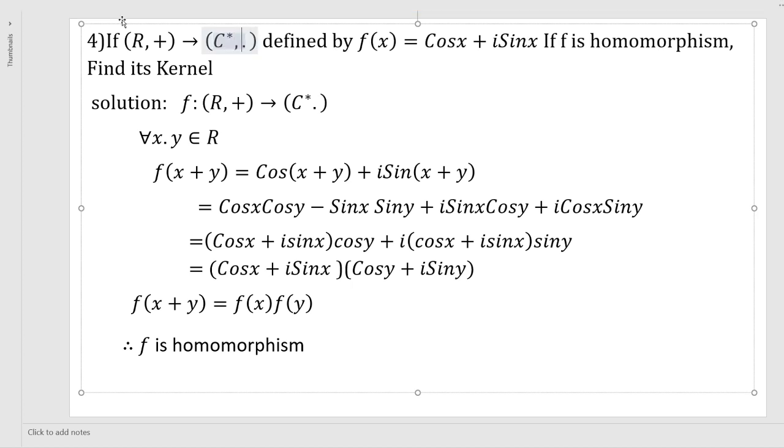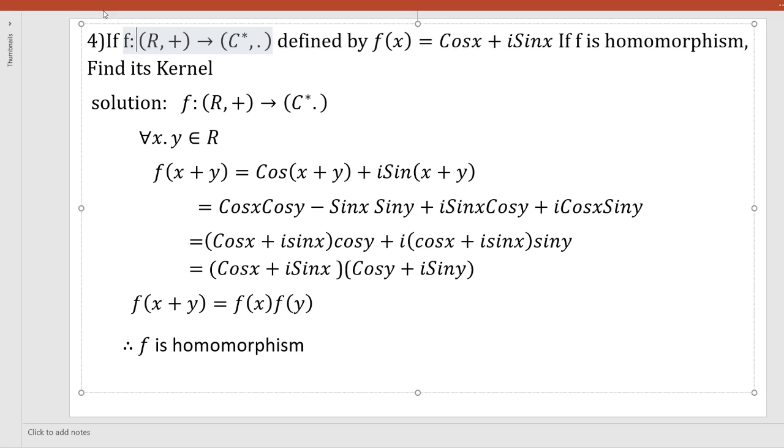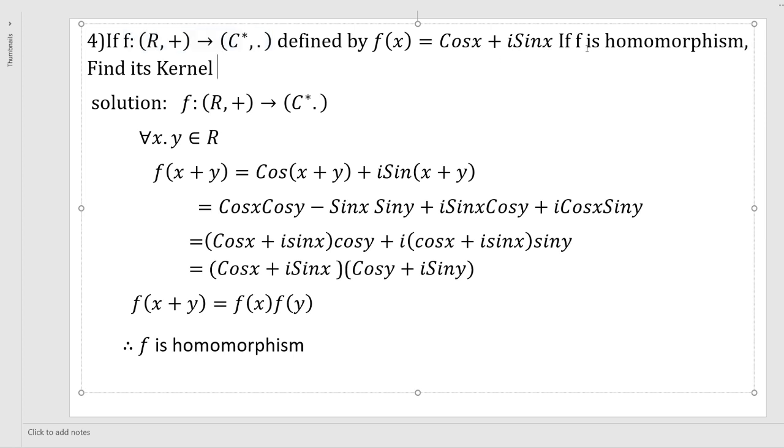This is the function. Actually, this is a function f from (R, +) to (C*, ·) defined by f(x) = cos x + i sin x. Show that f is a homomorphism. Find its kernel. In the same way, f from (R, +) to (C*, ·), that is the multiplication.